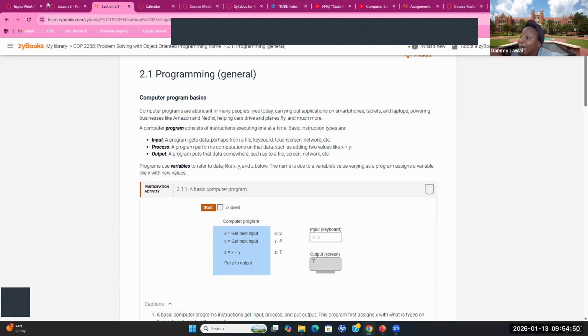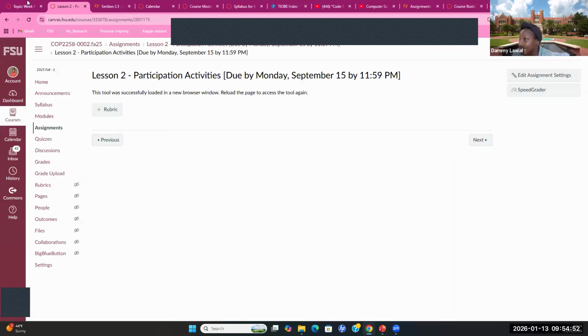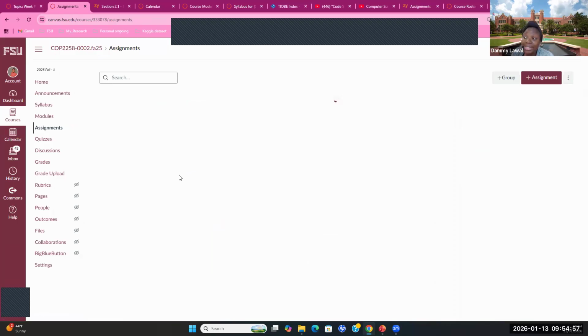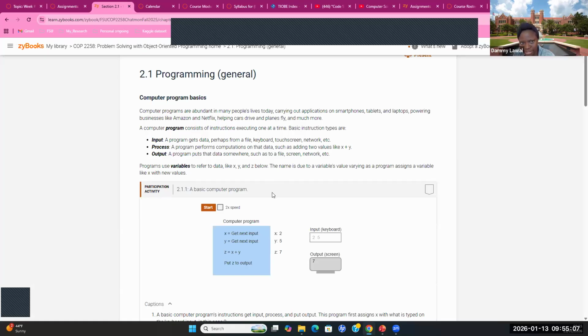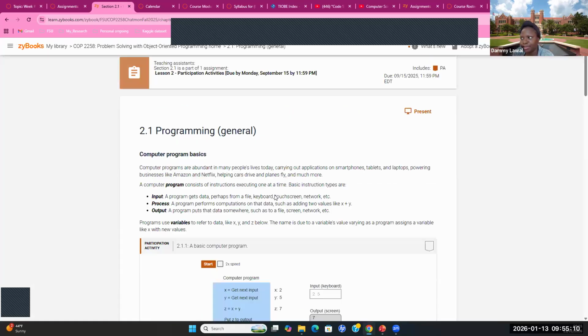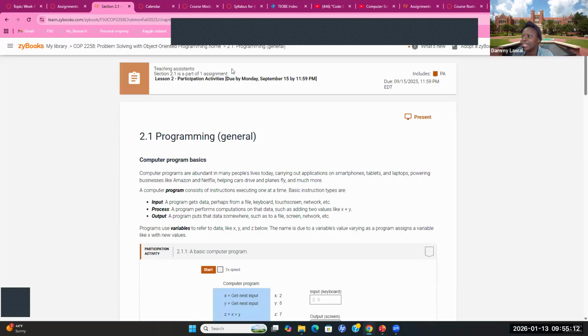So once you click on a specific assignment, so you come on the assignments, we're in lesson 2, for instance, and you want to do the participation activities, you click on this, it takes you directly to the participation activity for lesson 2. So you can see this is lesson 2 participation activities. So it takes you directly to the specific assignments.